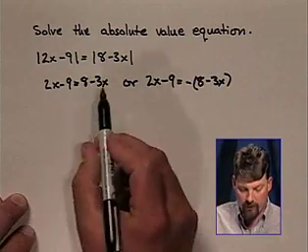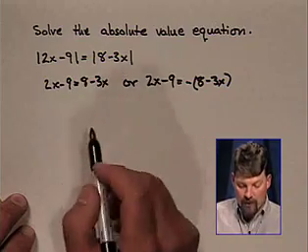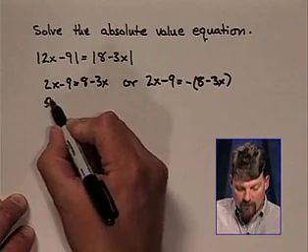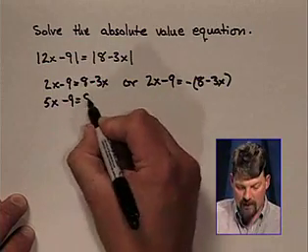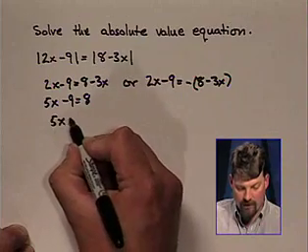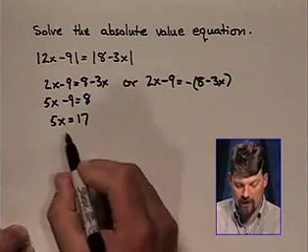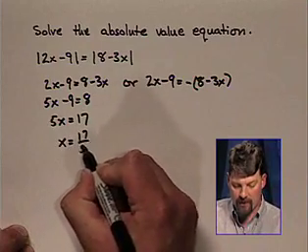Let's start over here. We need to get the x's all on one side, so I can add 3x to both sides. It gives me 5x over here. Minus 9 equals 8. Now if I add 9 to both sides, I get 5x equals 17. And finally, dividing both sides by 5 gives me x equal 17/5.